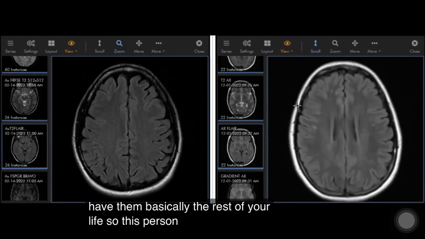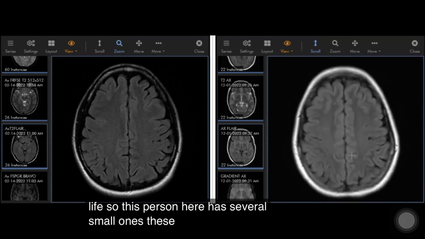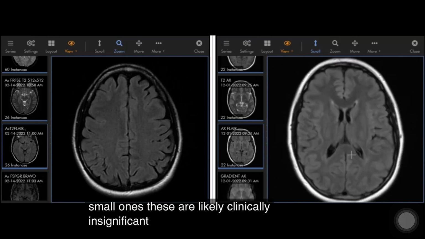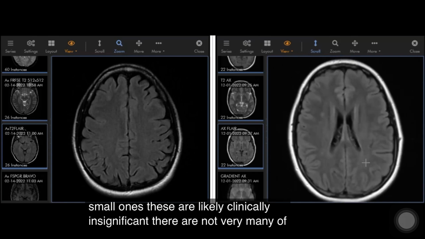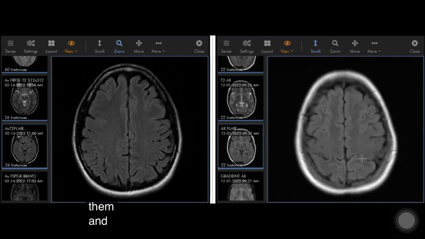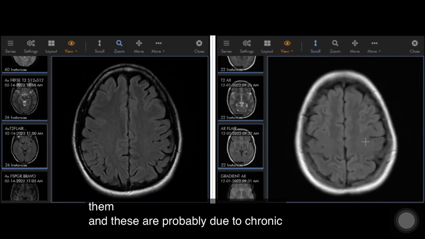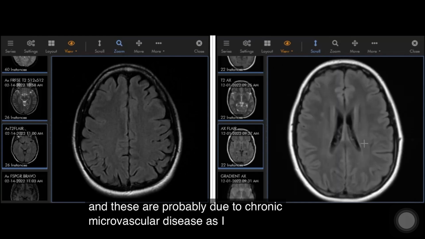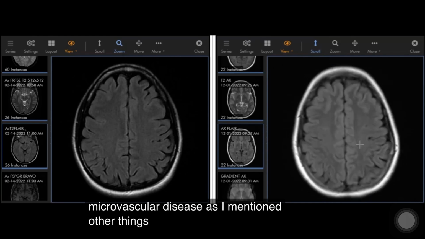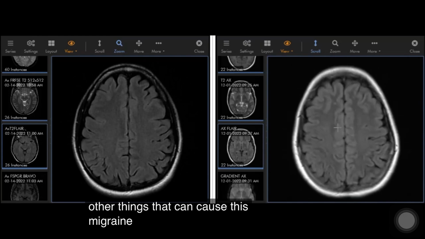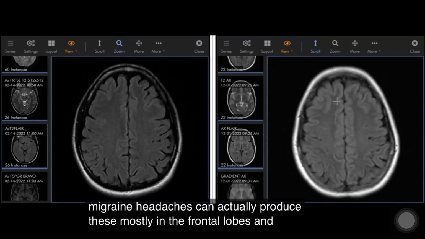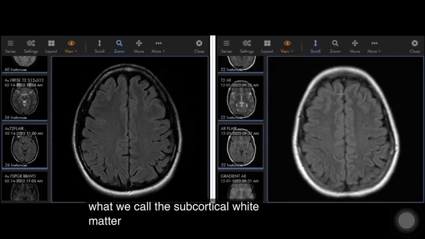So this person here has several small ones. These are likely clinically insignificant. There are not very many of them, and these are probably due to chronic microvascular disease, as I mentioned. Other things that can cause this, migraine headaches can actually produce these, mostly in the frontal lobes and in what we call the subcortical white matter, which is right underneath the gyri.